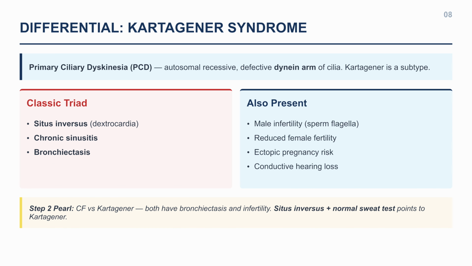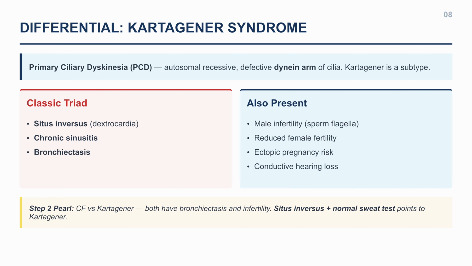The main differential diagnosis for CF is primary ciliary dyskinesia, a rare autosomal recessive disorder caused by defects in the dynein arm of cilia. Cardiogenic syndrome is a subtype of primary ciliary dyskinesia. The classic cardiogenic triad consists of situs inversus with dextrocardia, chronic sinusitis, and bronchiectasis. Also present are male infertility due to defective sperm flagella, reduced female fertility with increased risk of ectopic pregnancy from defective fallopian tube cilia, and sometimes conductive hearing loss from chronic otitis.